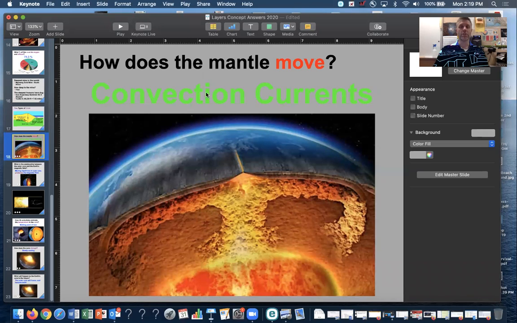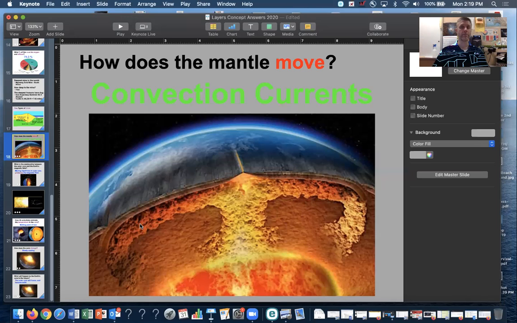With convection currents, hot things rise and cold things will sink. So like in this drawing, rocks in the mantle that are heated up by the core will rise. And as they rise through the mantle, they hit the crust, and then they can't go any further because it's the crust, so it spreads out. So it goes in either direction.